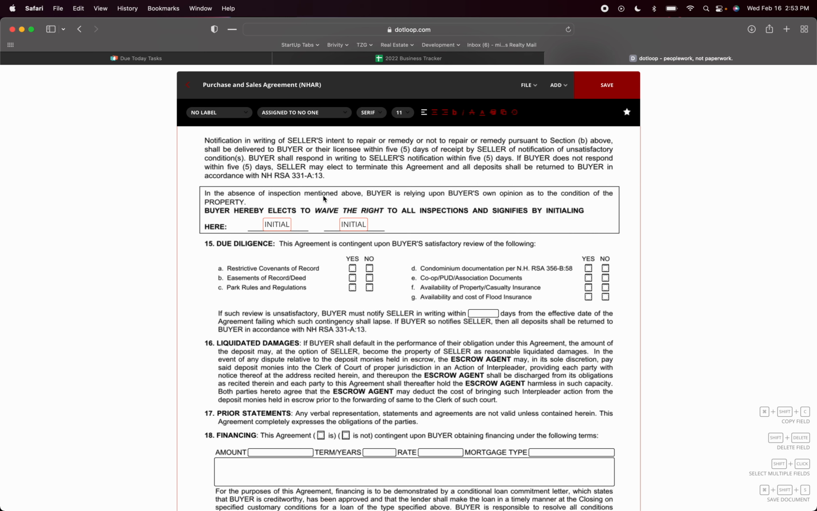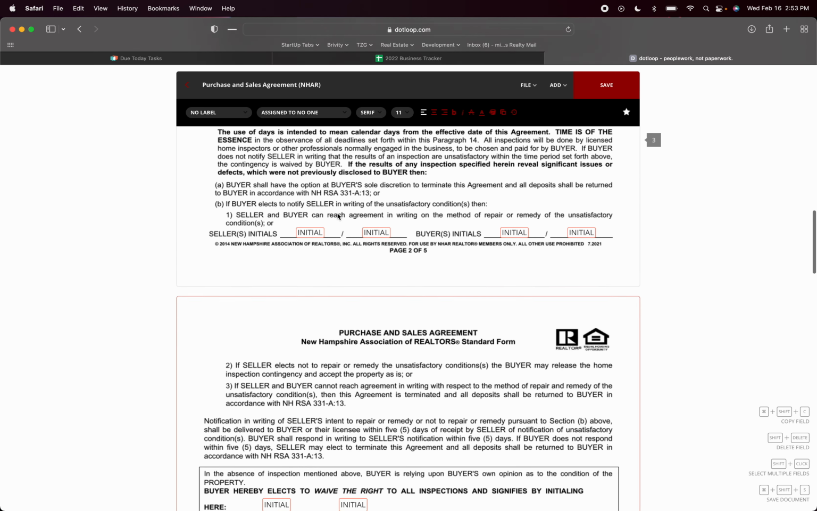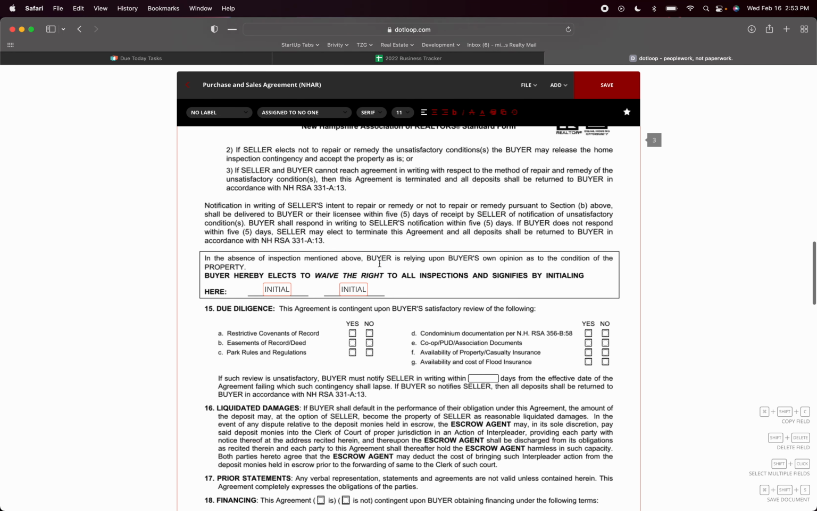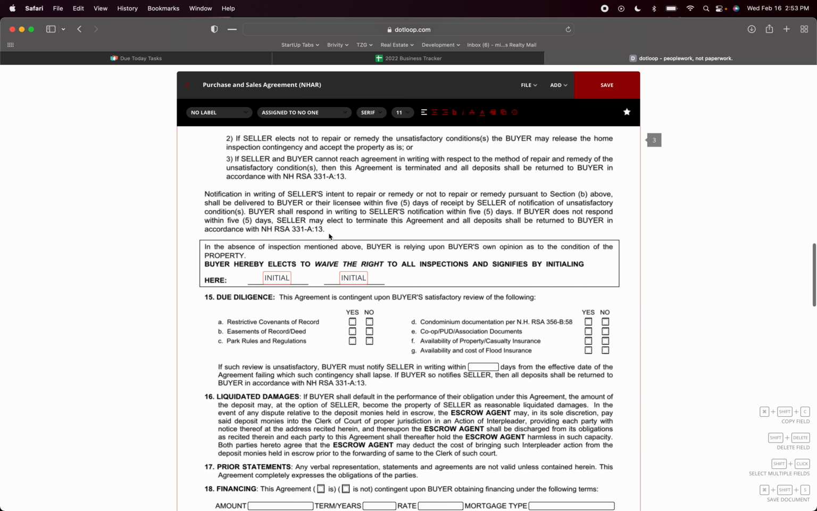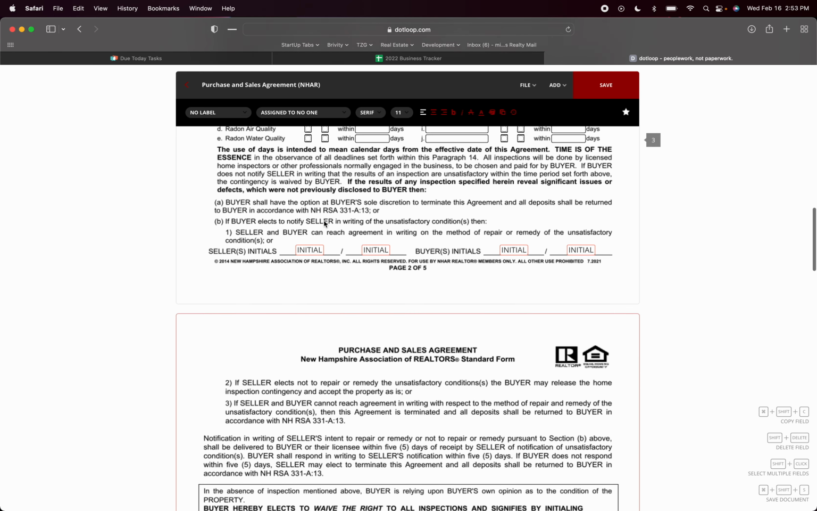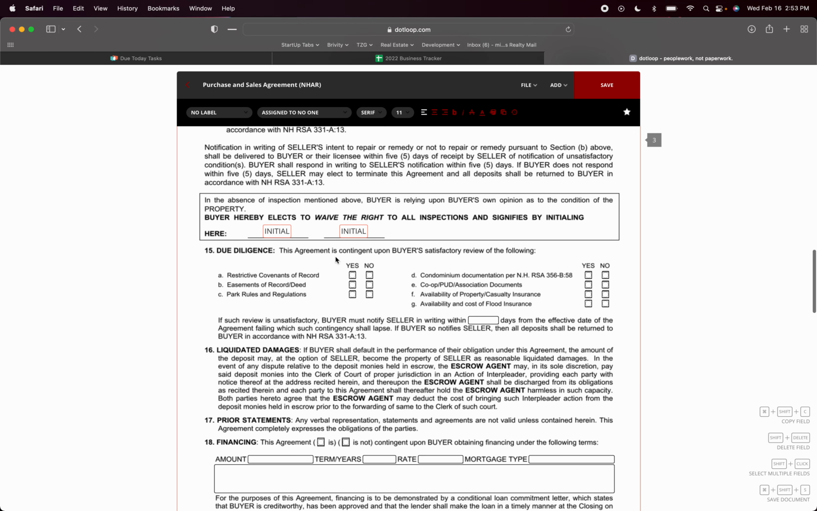In the event that the buyer decides to forego all inspections in this section, so they're checking no to everything here, they do need to sign this section right here. This says, in absence of the inspection mentioned above, buyer is relying on buyer's own opinion as to the condition of the property. Buyer hereby elects to waive the right to all inspections and signifies by initialing here. So again, if they waive all inspections, they do need to initial here. This is an additional spot for them to initial. If they did any of the inspections up here, they will not initial this section. This will be left blank.